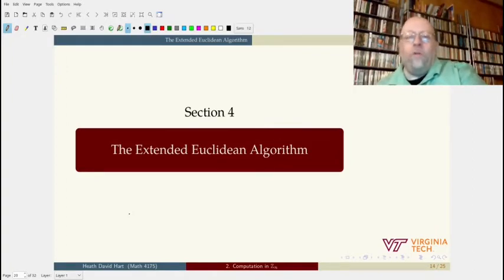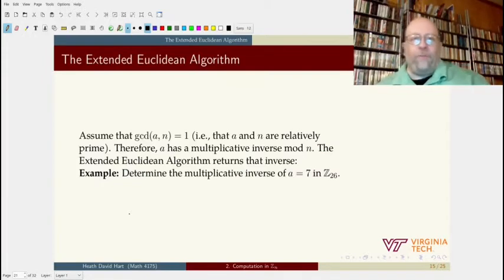So let's talk about the extended Euclidean algorithm again. Suppose that we do have a GCD of 1. That means that the two integers are relatively prime. Then A has a multiplicative inverse mod n. The extended Euclidean algorithm returns that inverse. So here's what we want to do. We want to determine the inverse of 7 in Z mod 26. So the first thing we're going to do is just a regular Euclidean algorithm.